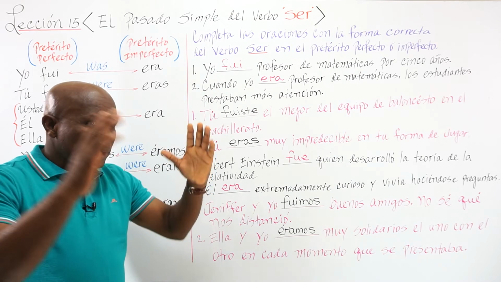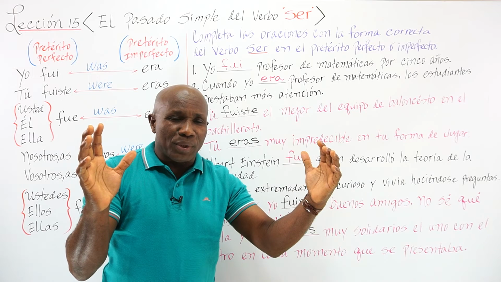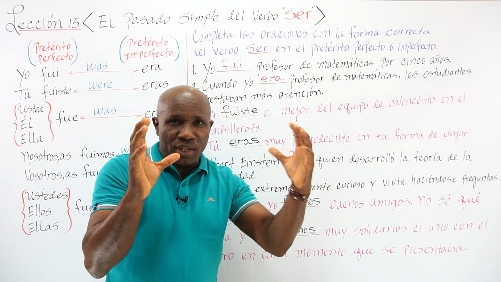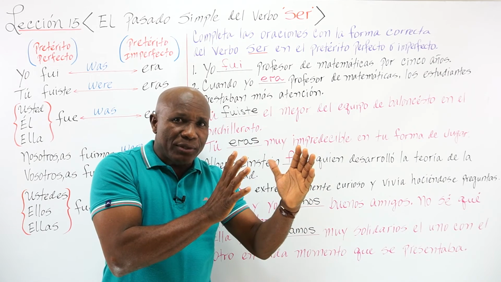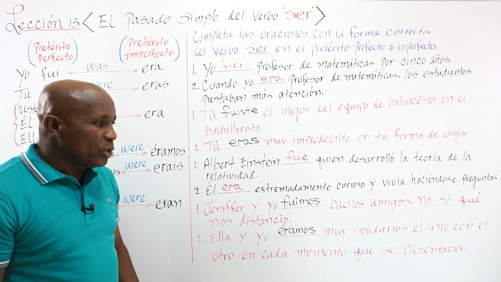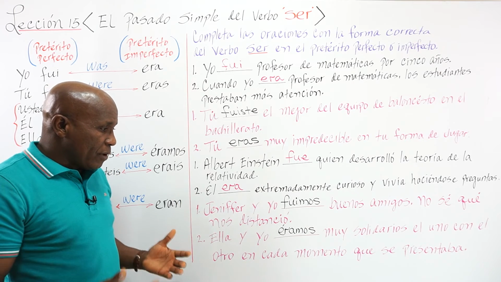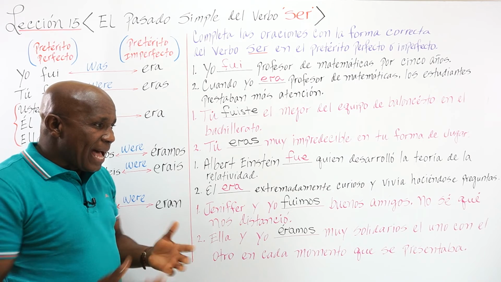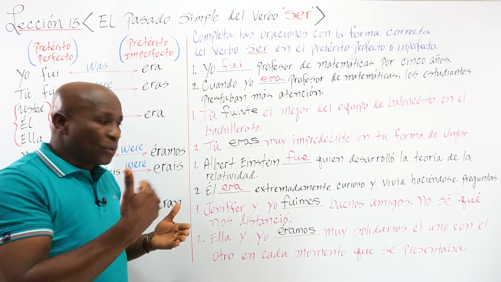Jennifer y yo fuimos. That's history. That's it. There was a situation that was going on for some time. It was like that for some time. It's over with. Jennifer y yo fuimos buenos amigos. No sé qué nos distanció. Jennifer and I were good friends. I don't know what separated us, what distanced us from one another.